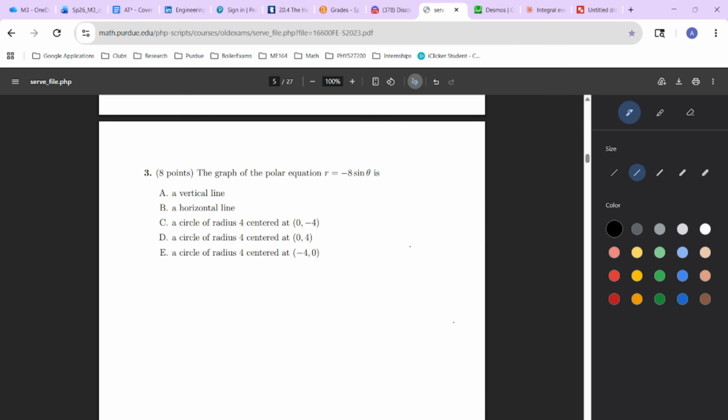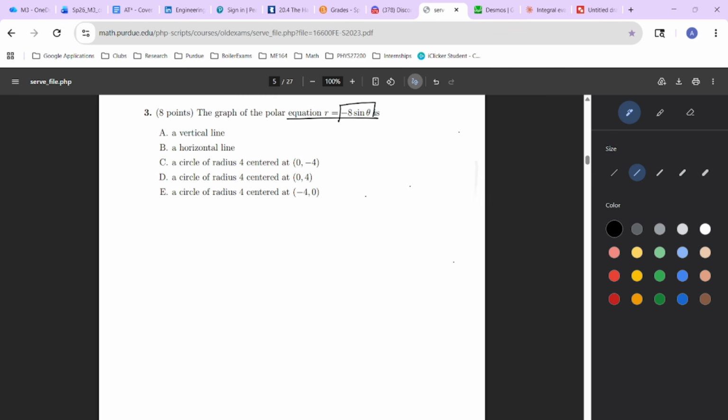Welcome back. Thanks for joining me today as we cover question 3 of this problem set. The graph of the polar equation r is equal to negative 8 sine theta is, and then we're given 5 answer choices to choose from. So let's go over the principle of what a form coefficient times sine or cosine theta actually represents.